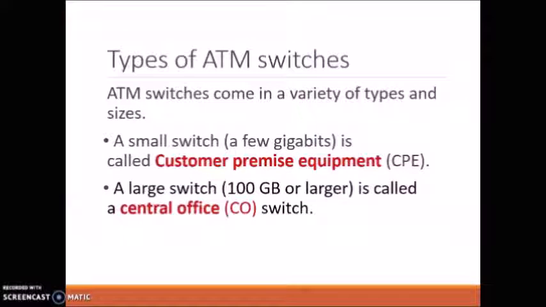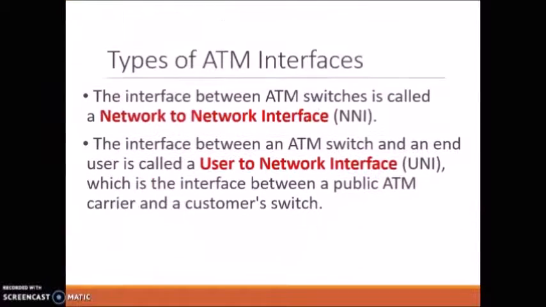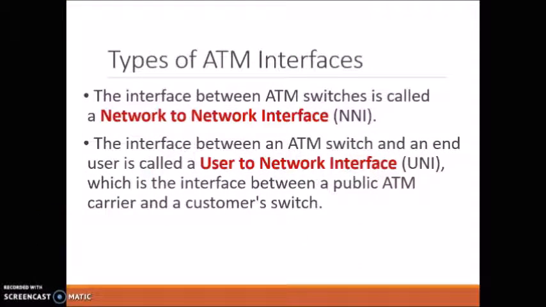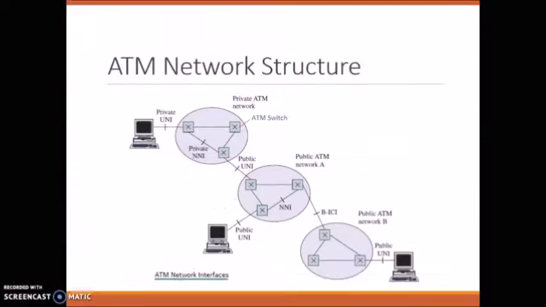Generally, ATM switches come in a variety of types and sizes. A small switch is called Customer Premise Equipment or CPE. A large switch is called a Central Office Switch. The ATM interfaces can be classified as network to network interface, which is the interface between ATM switches, or user to network interface, which is the interface between an ATM switch and an end user.